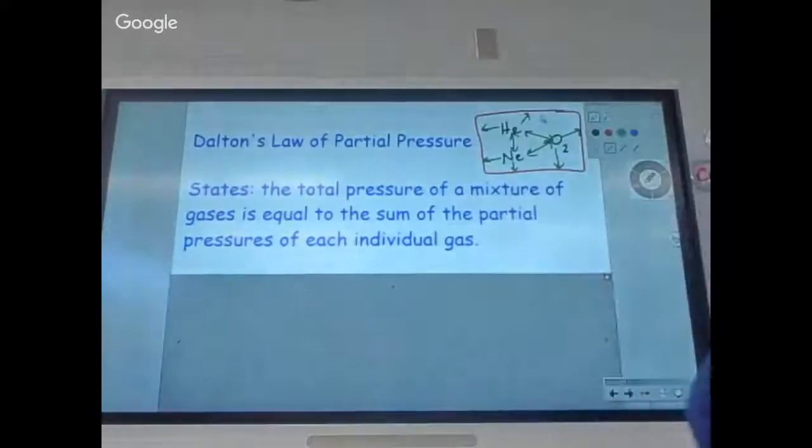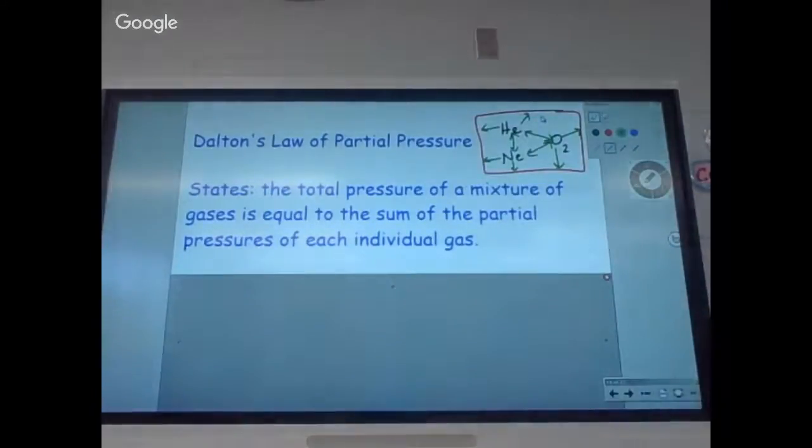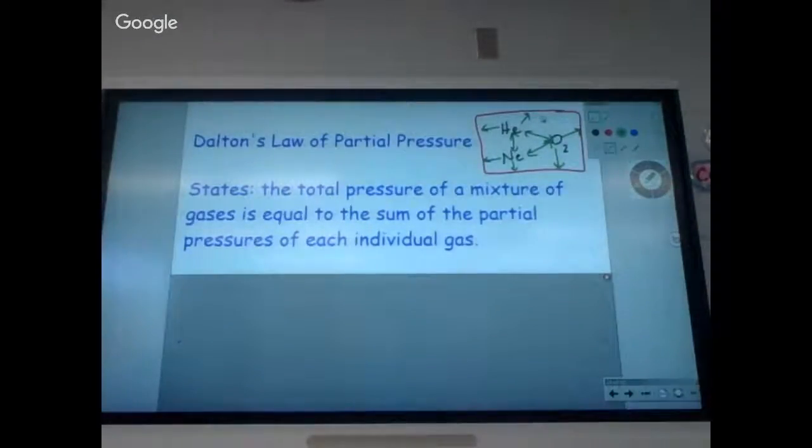Now, when they do those things, they create pressure. So what Dalton is saying is each of those gases creates what's called a partial pressure. So neon has a partial pressure, oxygen has a partial pressure, and helium has a partial pressure. When you add those 3 partial pressures together, you get the what? You get the total pressure of all of the gases inside of the container. Does that make sense? All right.